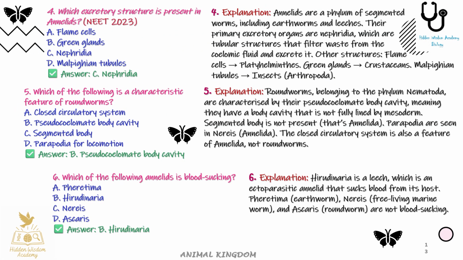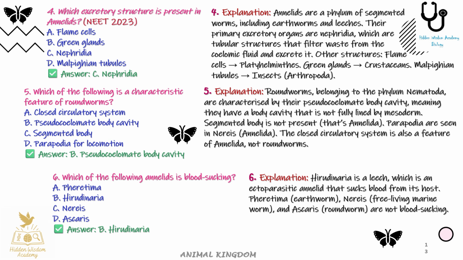Let's move to question 4. Which excretory structure is present in annelids? From NEET 2023. Option A, flame cells. Option B, green glands. Option C, nephridia. Option D, Malpighian tubules.